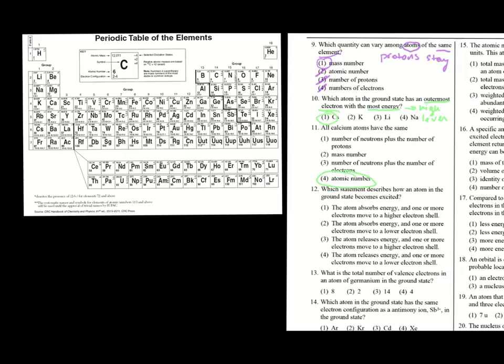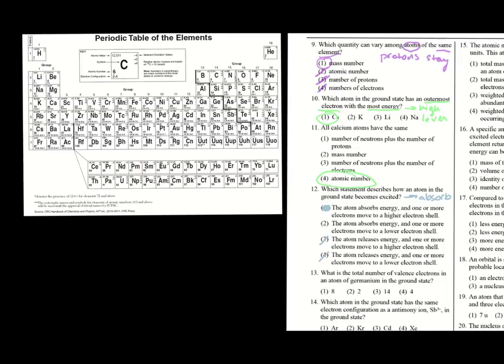Alright, number 12. Let's do blue this time. Which statement describes how an atom in the ground state becomes excited? To become excited, to go up higher, you need energy. So it needs to absorb energy. Cross off 3 and 4. So you absorb, and you have to go up to a higher level. Choice 1. Choice 2 is wrong because it talks about a lower level.